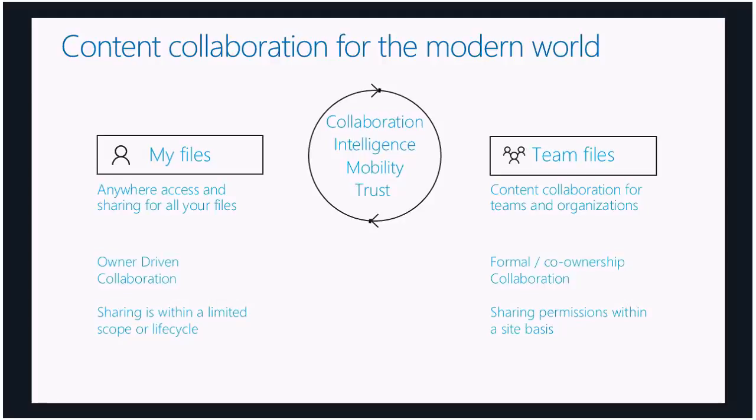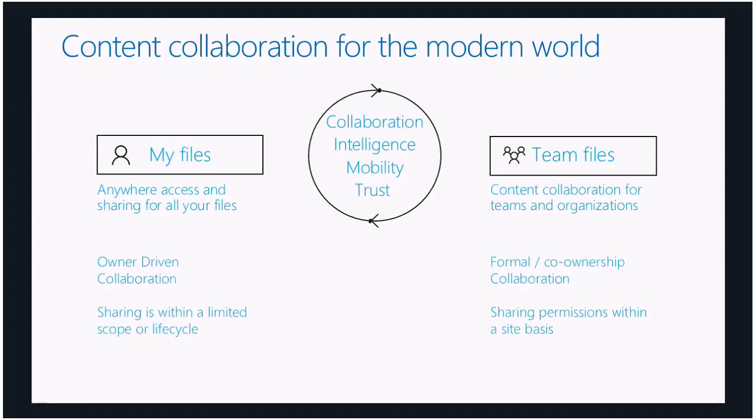And the key point here is that My Files is for OneDrive, and Team Files is actually for the SharePoint site collection here. Okay, so module 1 is quite simple, giving you very high-level information about OneDrive for Business.